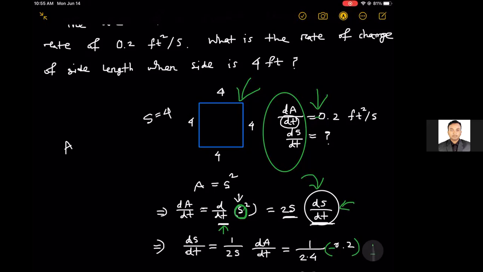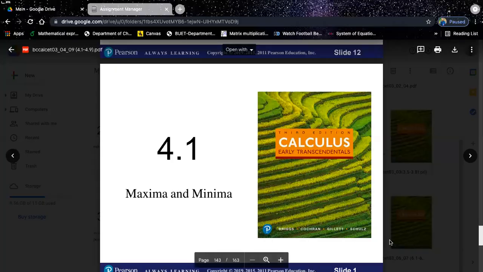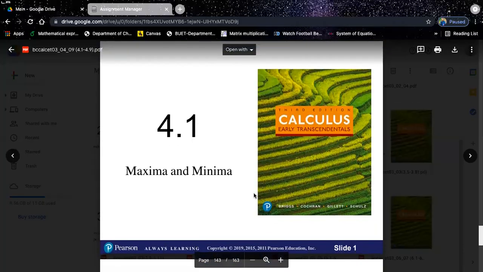Point one is at page 143 of that slide, if you're still looking for it. Okay, at page 143, and here you go, maxima and minima.